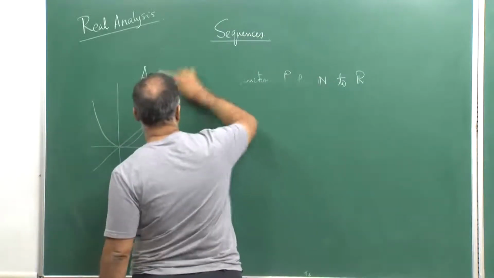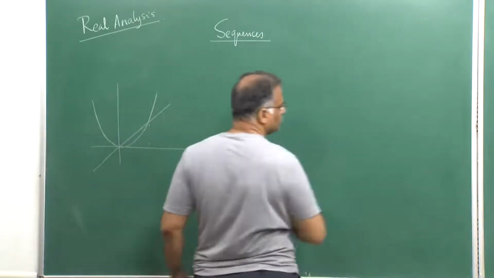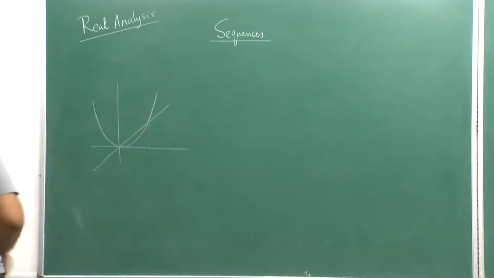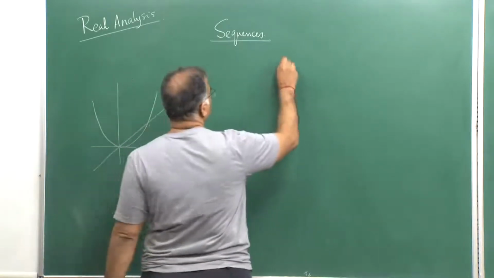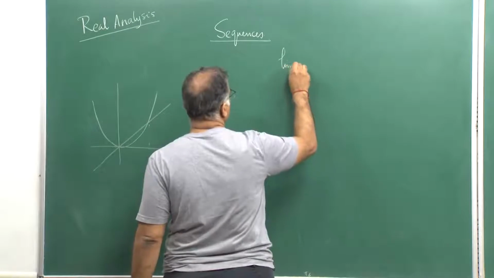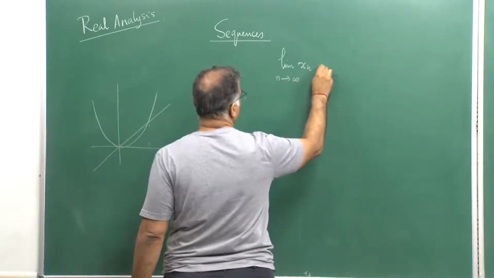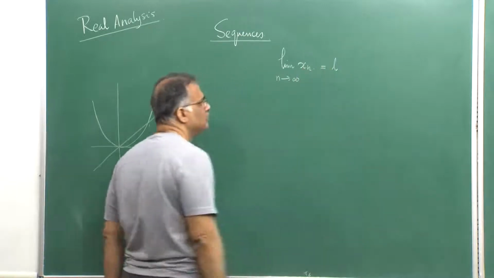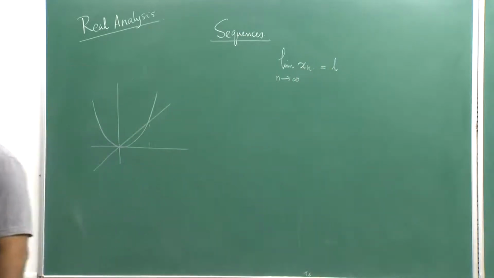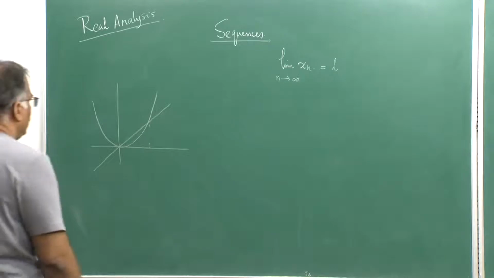Let those examples be there, we need them very soon. So, what I mean by this statement, limit xn as n goes to infinity is equal to some L. What is the meaning of this? As n goes to infinity, you are just keeping on increasing the value of the natural numbers. What does it mean?